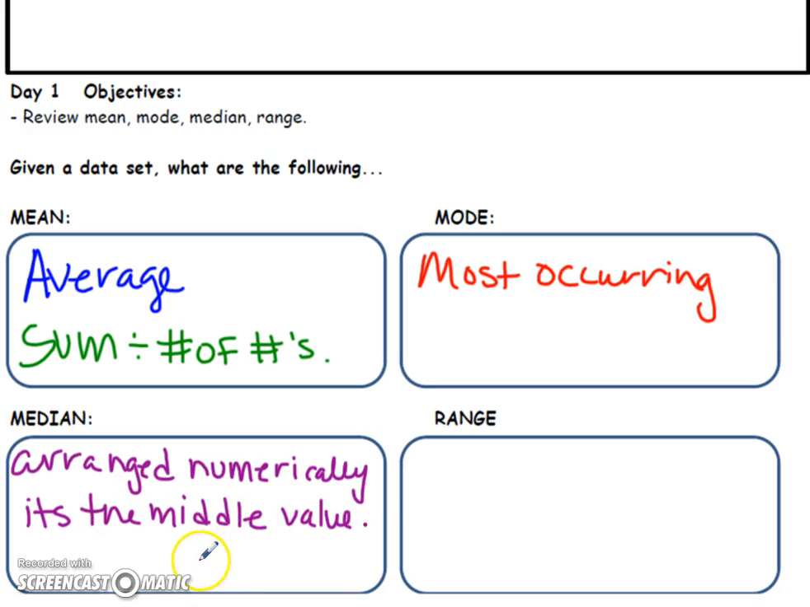Now sometimes when you have an even number of numbers in your set of data, you can't actually find the middle in that particular list. So if you have an even set of data, you have to find the middle of your 2 middle numbers. And so you want to find the average between those 2 middle numbers. And the last one is the range. The range is the maximum value from the data set minus the minimum value.